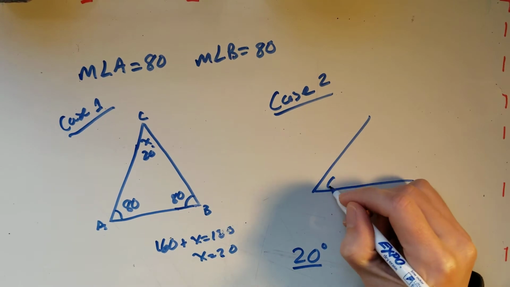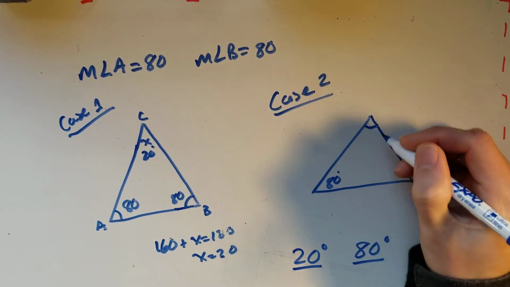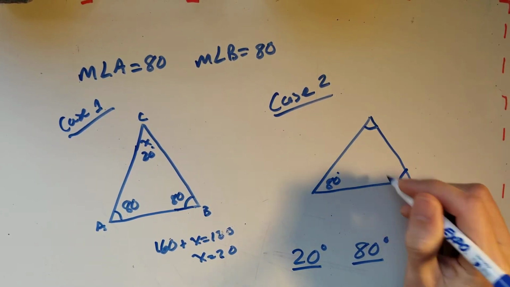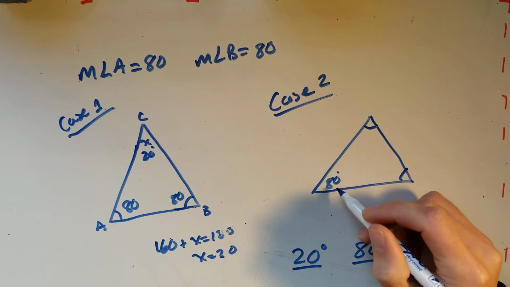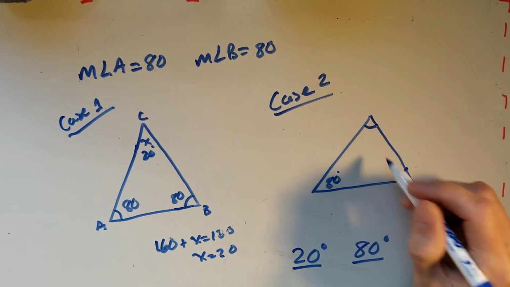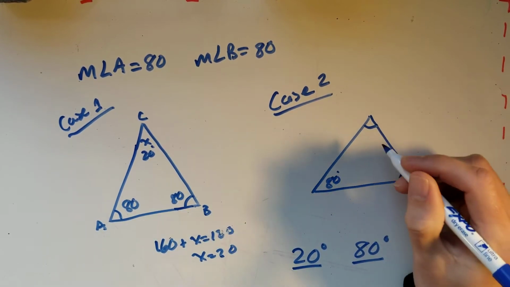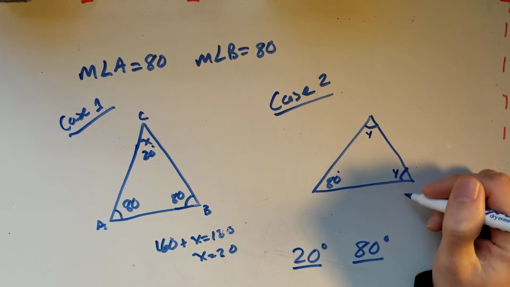Let's say we knew this was 80 degrees, and let's say in the isosceles triangle these two angles were congruent to one another. That's another possibility. So instead of the 80 being the congruent, the 80 is the angle that's just its own measure and not congruent to the others. If we did that, let's call them y, they would have the same measure, so they both would be y.